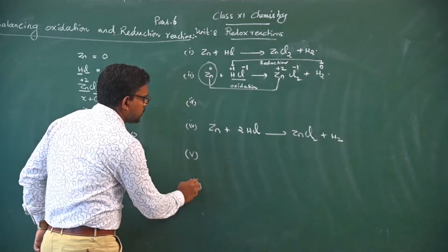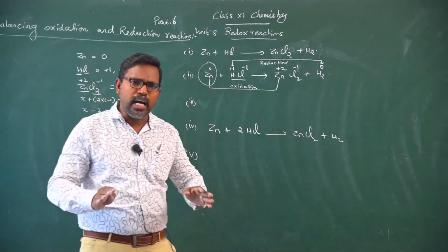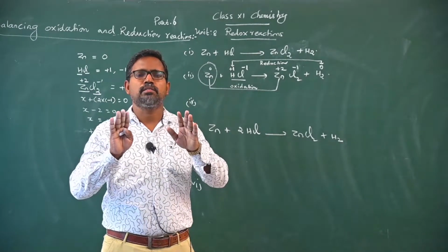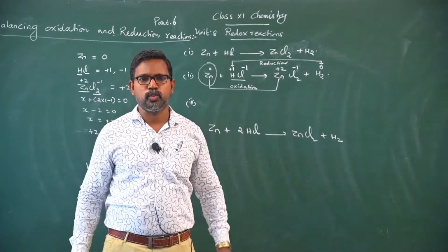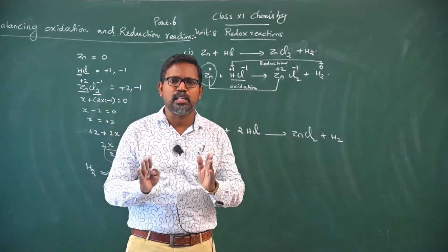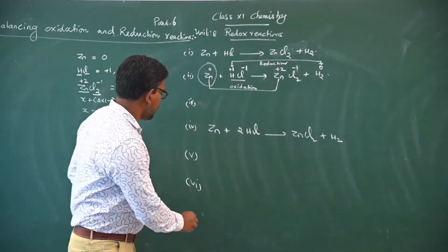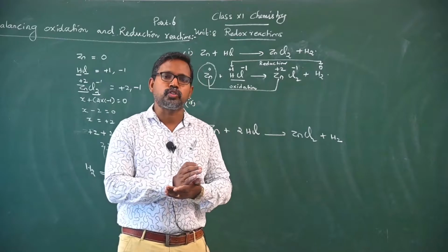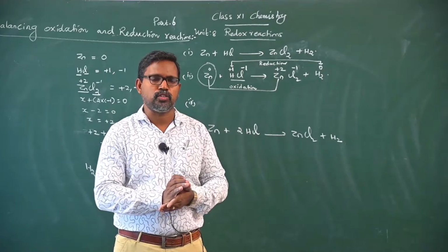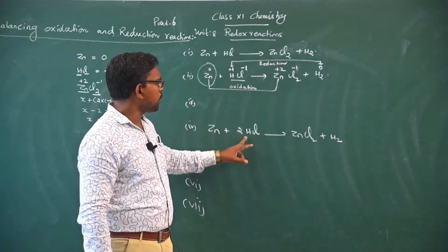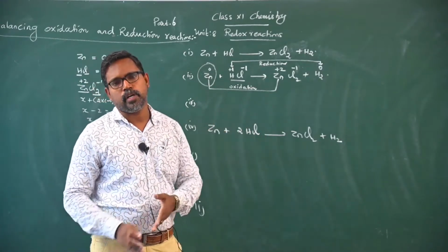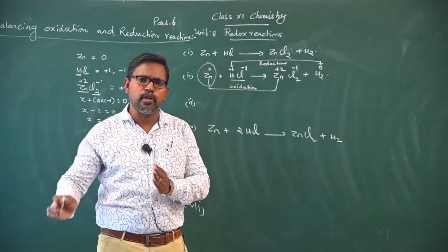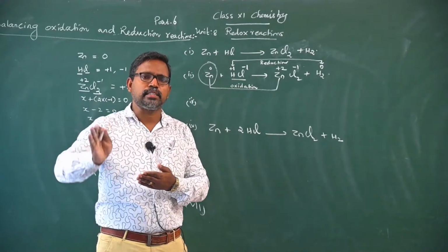The next stage, sixth stage, is to balance the elements other than oxygen and hydrogen. You balance other than oxygen and hydrogen. In the seventh stage, you balance the oxygen. How to balance the oxygen? Look at the reactants and products, in which side, either reactant side or the product side, oxygen is in excess.